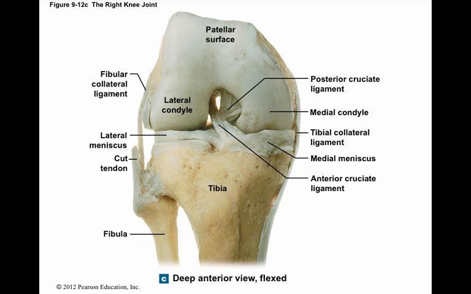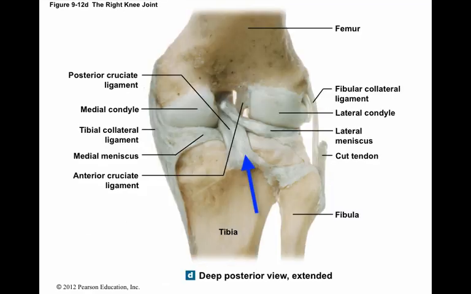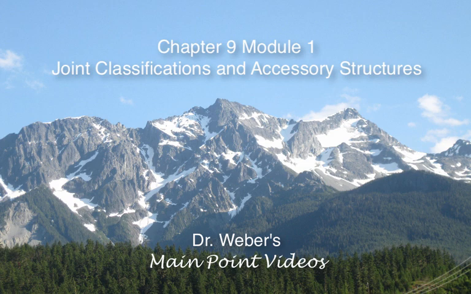The ACL and PCL crisscross inside the joint and are named by which surface of the tibia they attach to. The anterior cruciate ligament attaches to the anterior surface of the tibia after it crisscrosses through the knee joint. The posterior cruciate ligament attaches to the posterior surface of the tibia. This ends Chapter 9, Module 1, Joint Classifications and Accessory Structures.